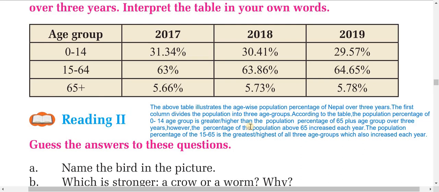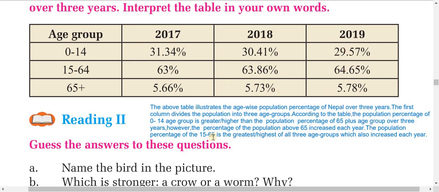However, the percentage of the population above 65 increases each year. But this 65 plus population has increased, but the population percentage of the age group from 0 to 14 decreased each year. It has decreased every year, you can write that.